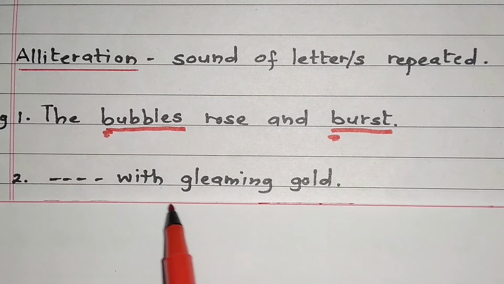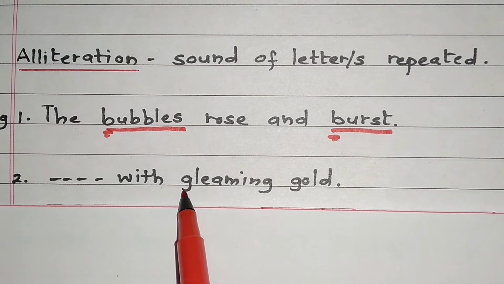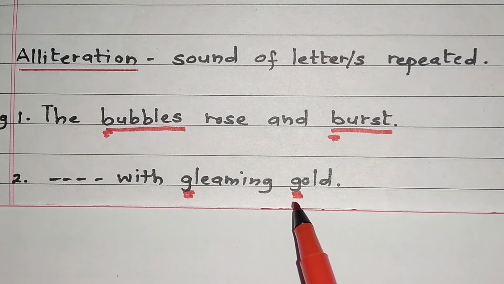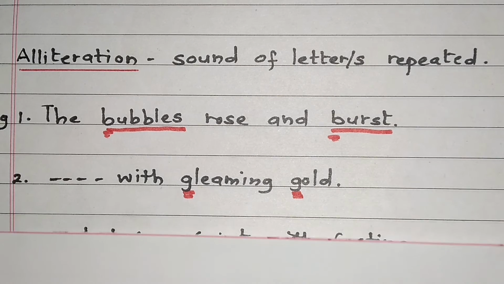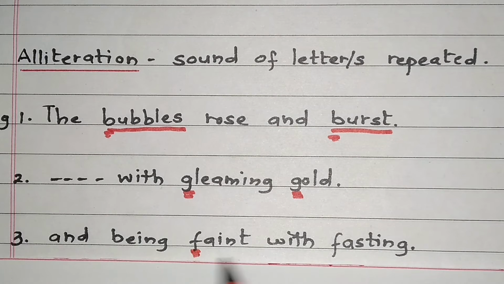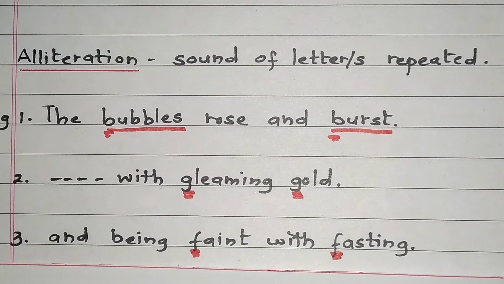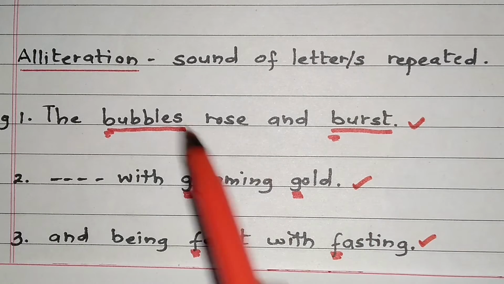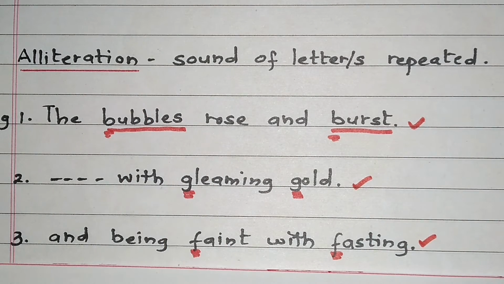Next, with gleaming gold. Gleaming, gold. Here, the sound of the letter G is repeated pleasingly for better poetic effect. Similarly, and being faint with fasting. Here the sound of the letter F is repeated for better poetic effect. And therefore, in all these three examples, the figure of speech is alliteration.